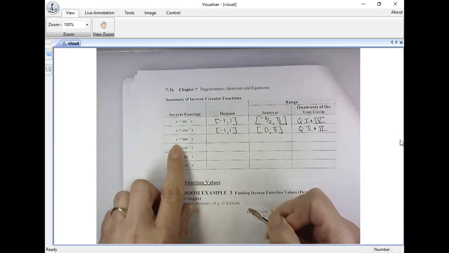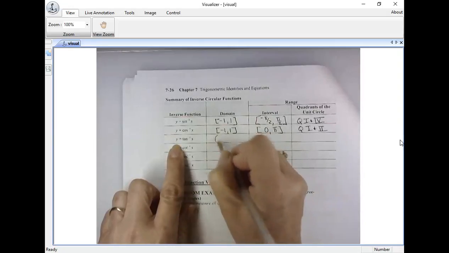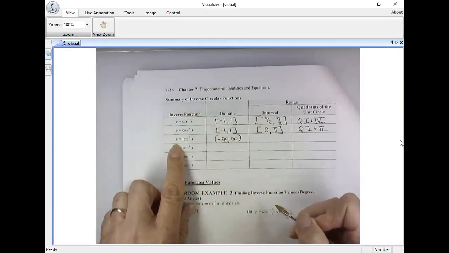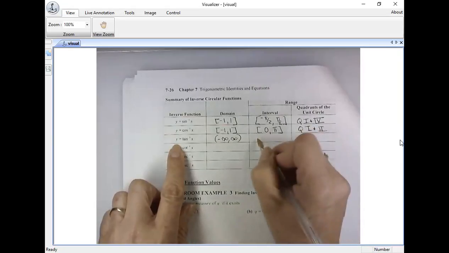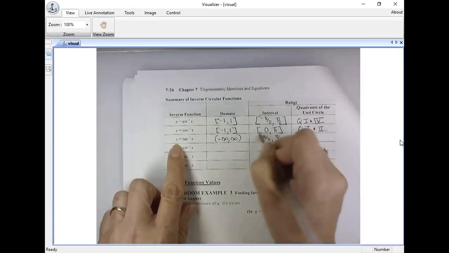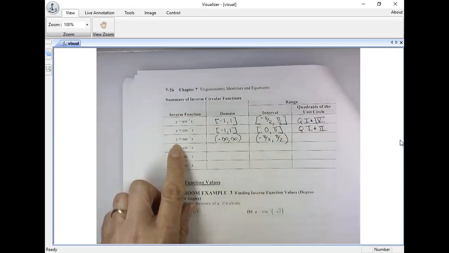Arc tangent. Our domain changes on this one. It becomes what? Yes, negative infinity to positive infinity. And the range will be from where to where on arc tangent? Negative pi over 2 to positive pi over 2. In this one, we've got to make sure we leave it open.